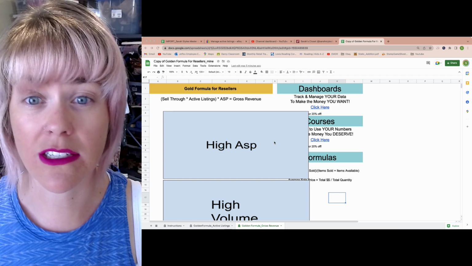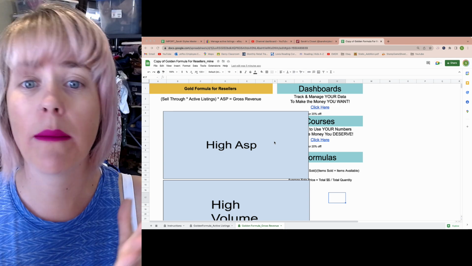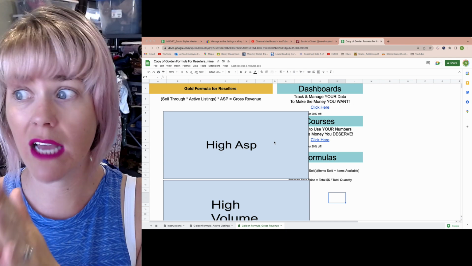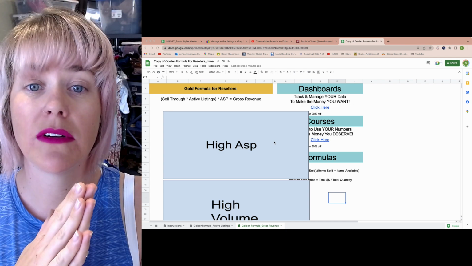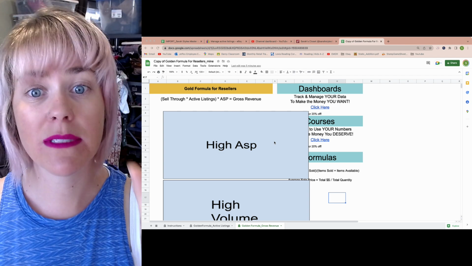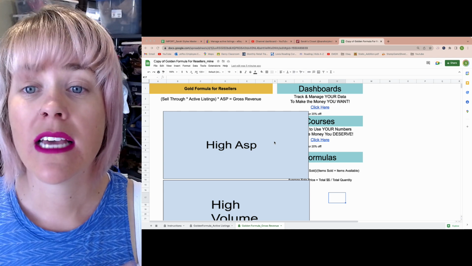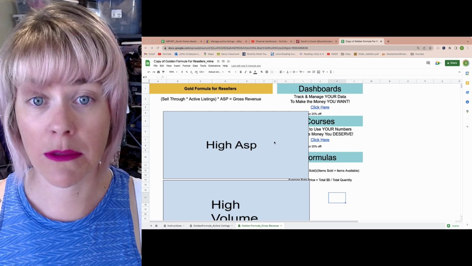Golden formula for resellers is your sell-through rate times your active listings. That's essentially how many items you've sold. 10% of 100 items is going to be 10 items. If you sold 10 items for the month, you had 100 items. That is that first in parentheses, how many items you have sold. The second one is going to be on average, how much did they sell for?